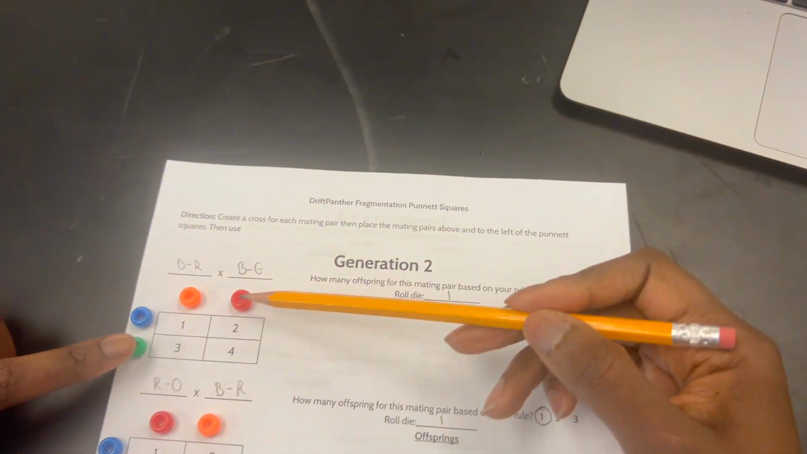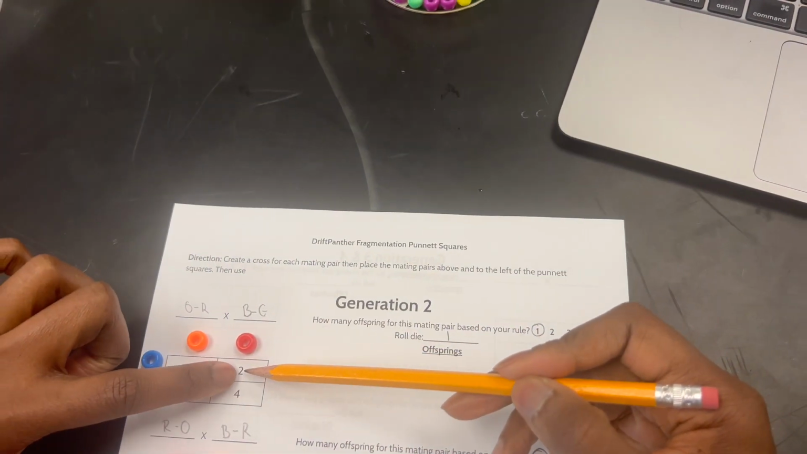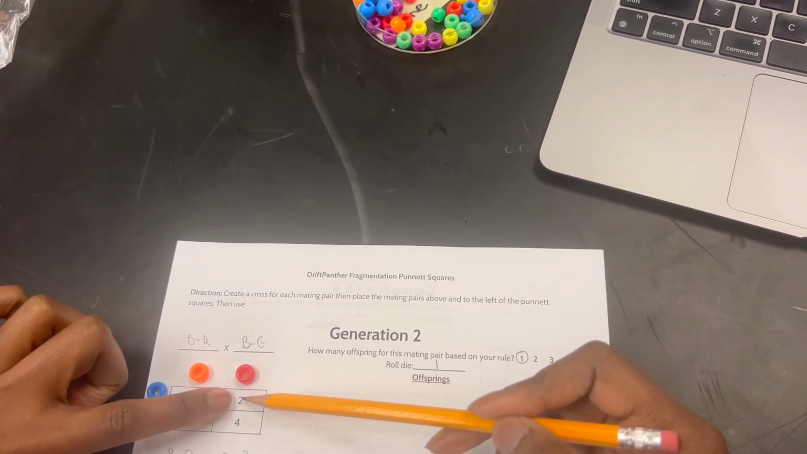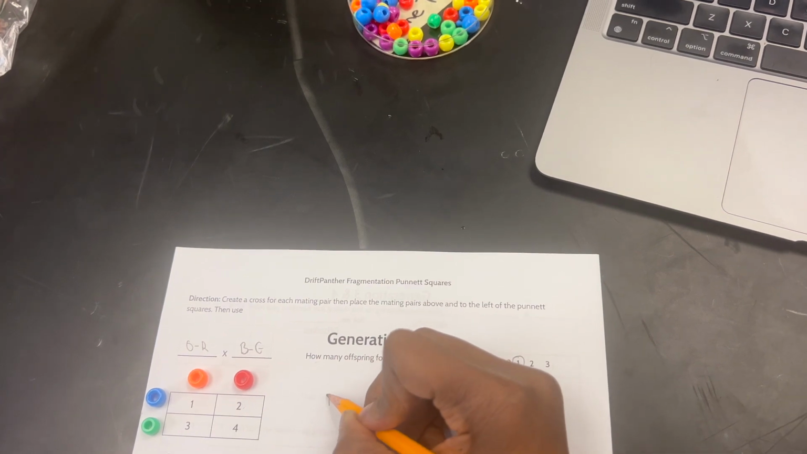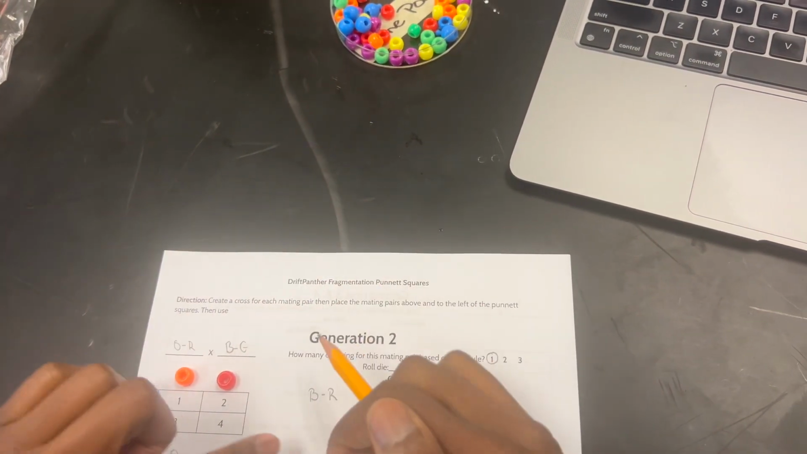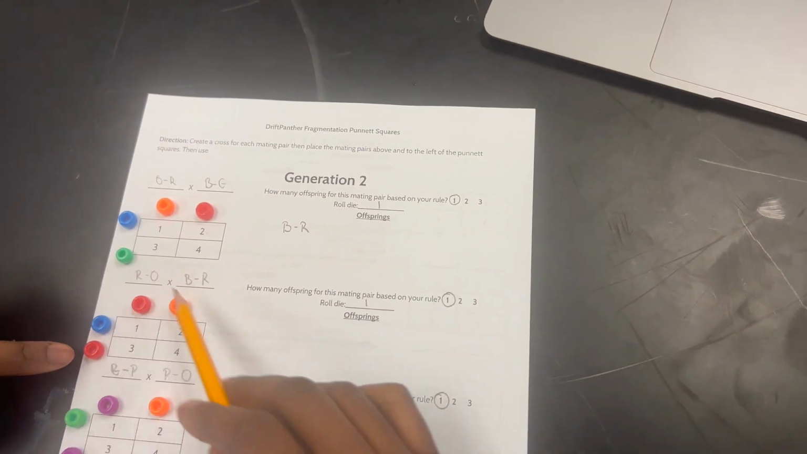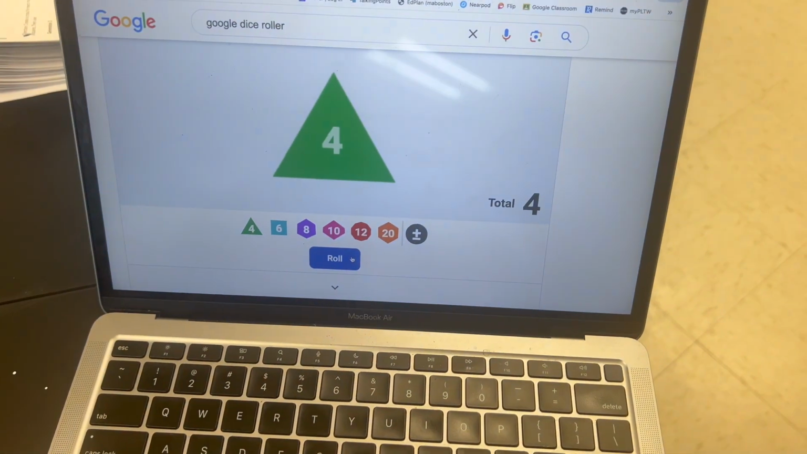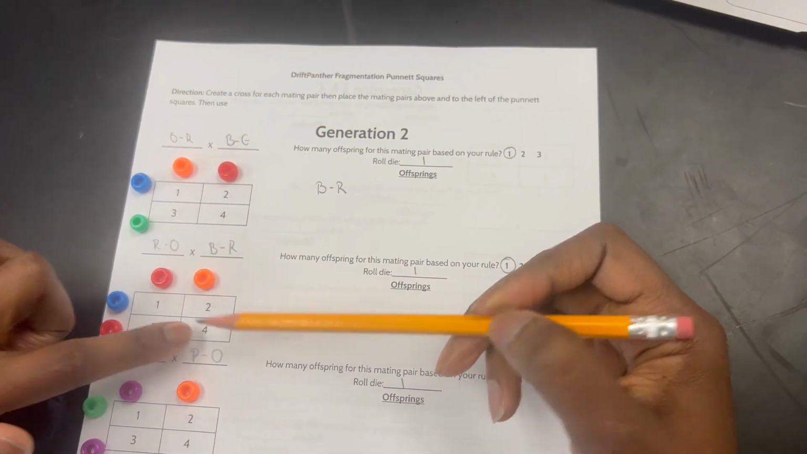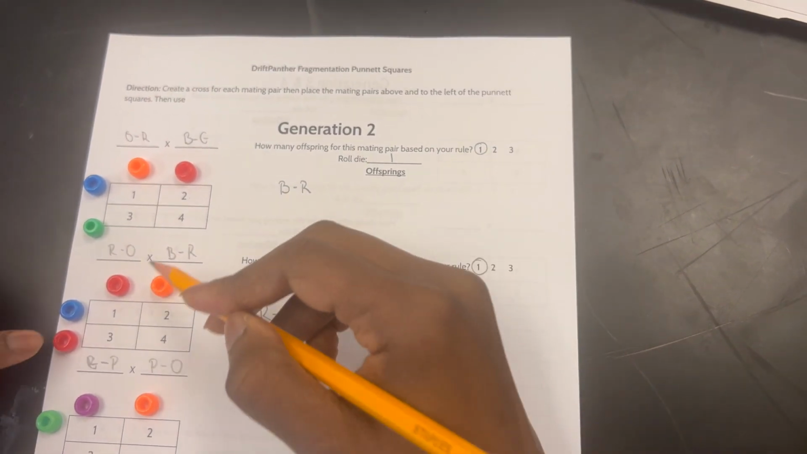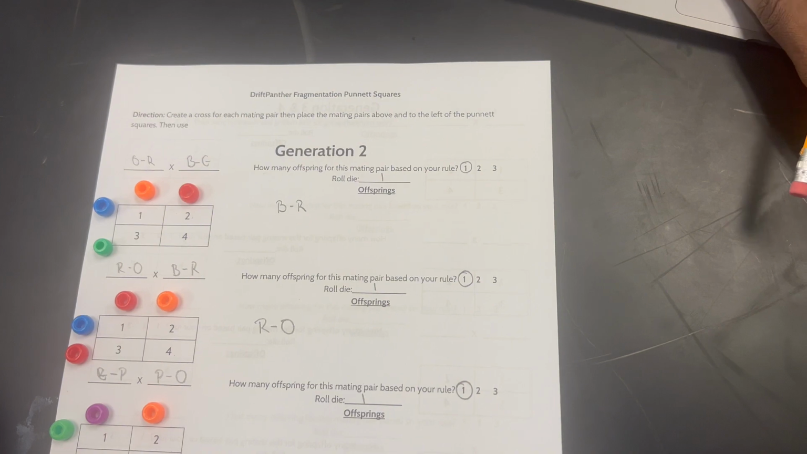So now I'm going to cross to where my alleles match in the second square. It is a blue and a red combination. And so my offspring is going to be blue and red. And then what we have here is crossing again, going to roll. This is 4. So randomly, we're going to meet in the middle. And so we have a red and orange combination for the offspring.